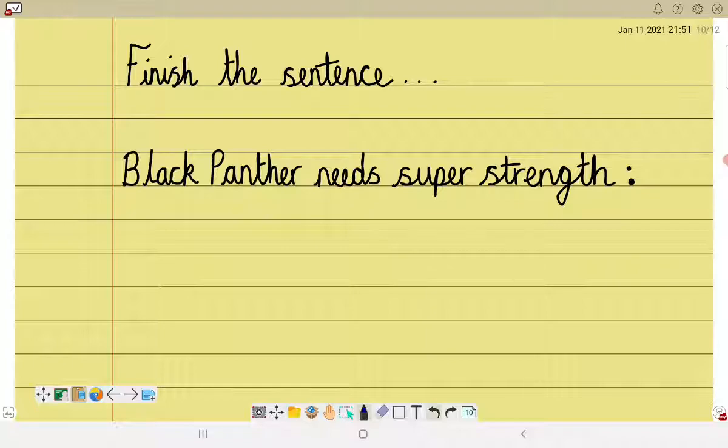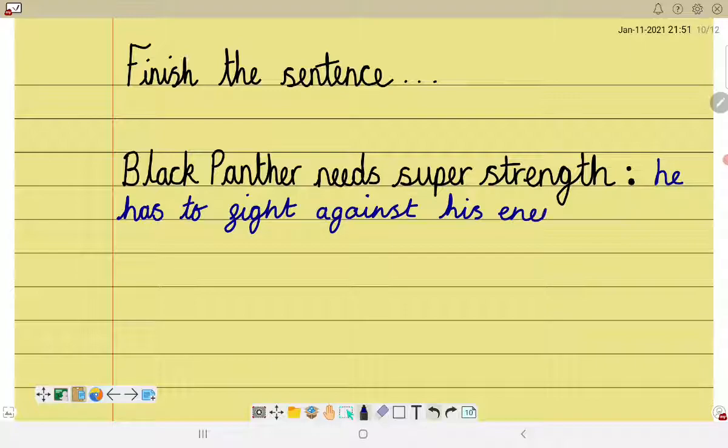If you've got an idea, why don't you write it down on a piece of paper? What did you come up with? I think what I'm going to say is Black Panther needs super strength because he has to fight against his enemies. And that's kind of explaining why he needs the super strength. And it makes sense with the word because in between the two parts of the sentence. Black Panther needs super strength because he has to fight against his enemies. That makes sense.